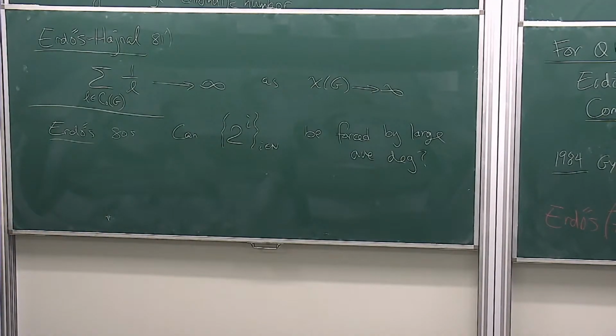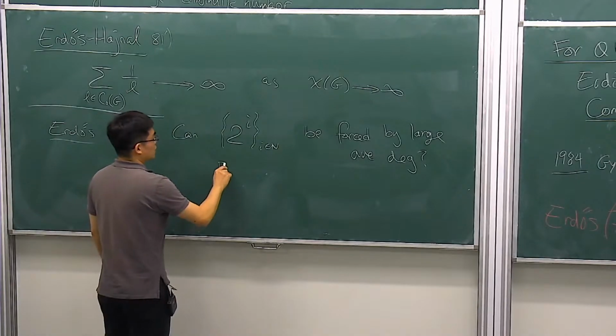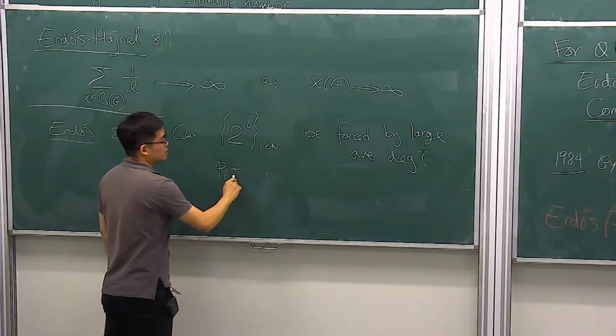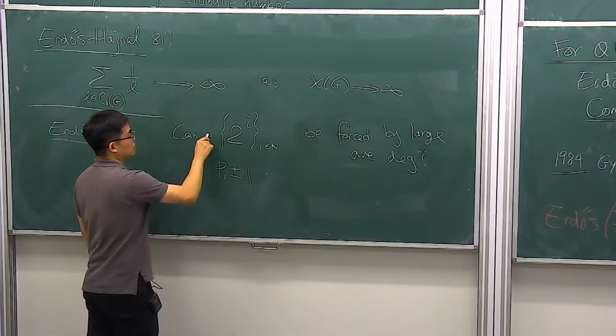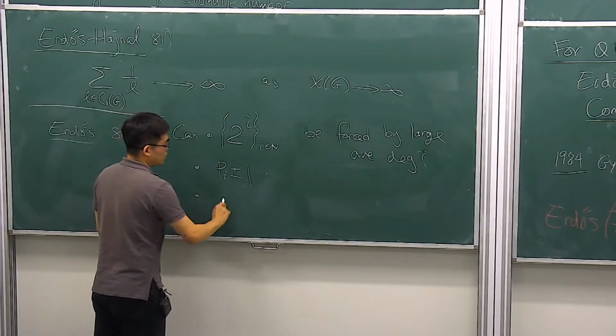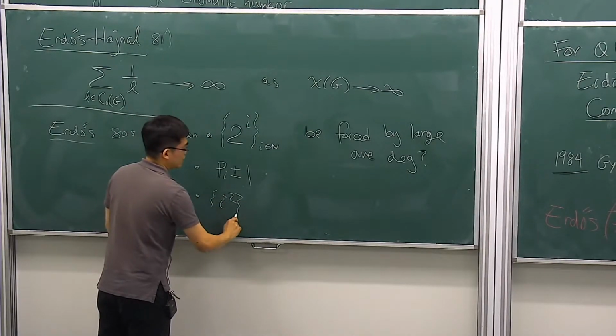But this was a little bit difficult, so he suggested some much slower growing sequences. What about, say, p_i plus or minus 1, where p_i is the i-th prime, for example? There are other much slower growing ones, or perfect squares.